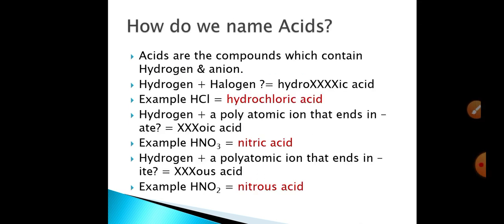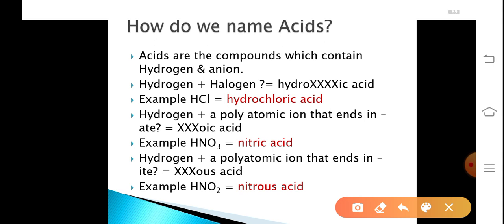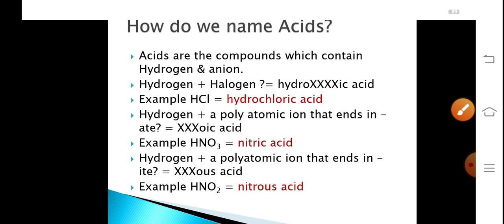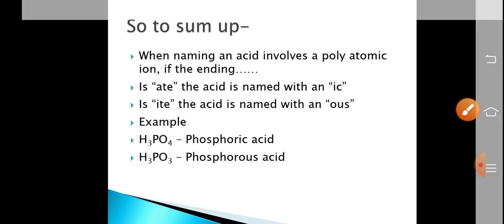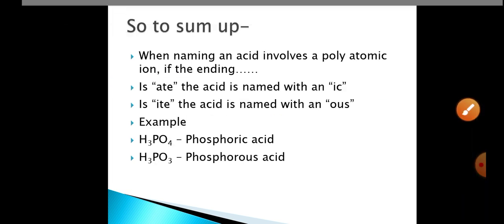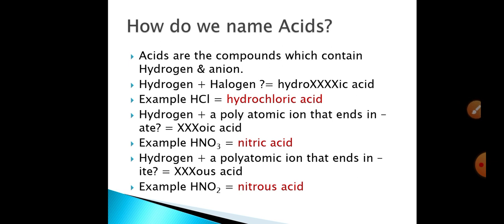Now let us study how we name acids. Every acid has a common hydrogen ion, whereas it has different anions, that are negatively charged ions. So when hydrogen combines with a halogen, then the prefix "hydro" and suffix "ic" are used. For example, HCl is named hydrochloric acid. Here, in hydrochloric acid, the suffix "ic" is used.